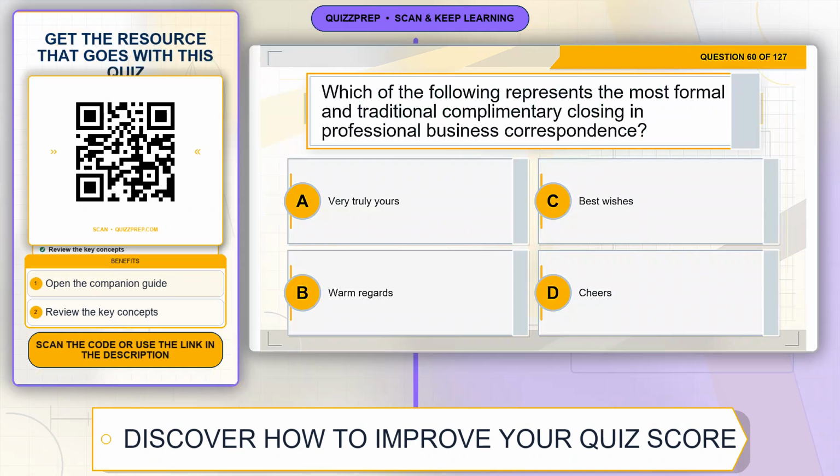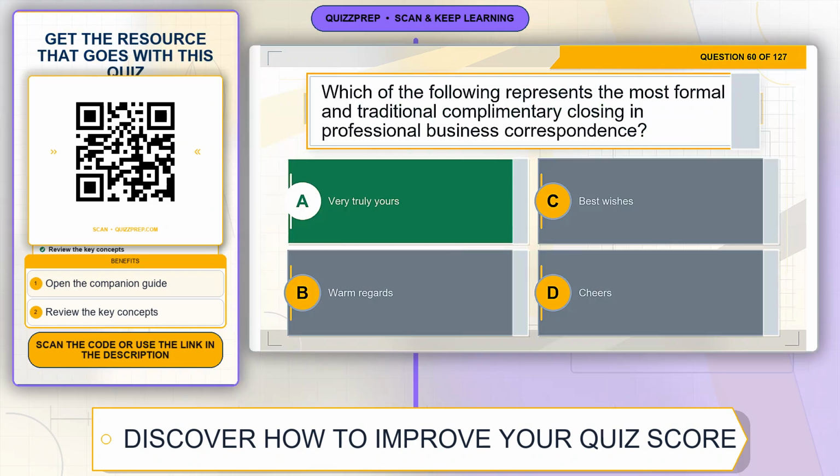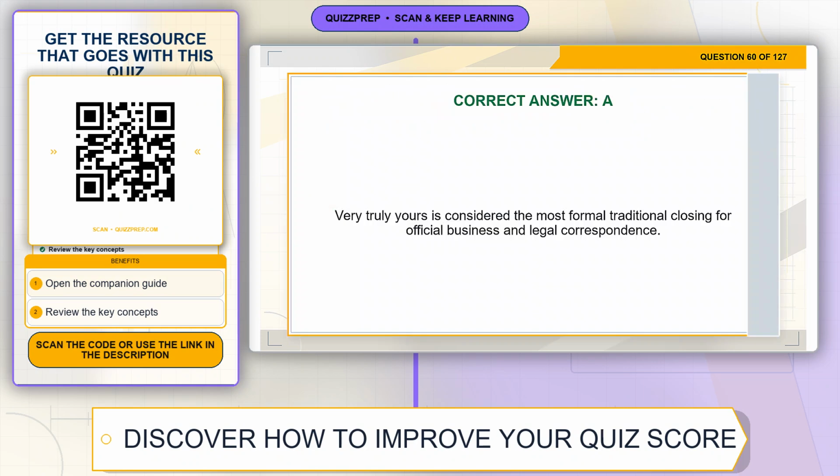Question 60. Which of the following represents the most formal and traditional complimentary closing in professional business correspondence? Option A, very truly yours. Option B, warm regards. Option C, best wishes. Option D, cheers. The correct answer is option A, very truly yours. Explanation. Very truly yours is considered the most formal traditional closing for official business and legal correspondence.